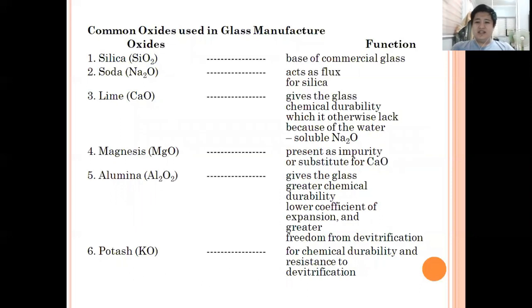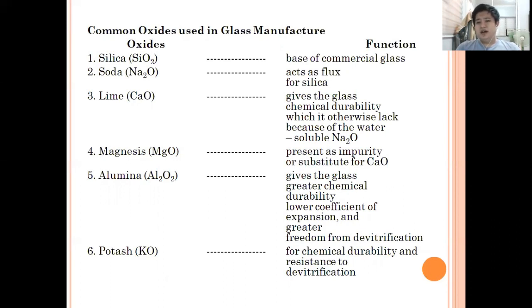There are different oxides that are added to glass in order to add durability or rigidity. There are six in this table. Silica is commonly used for commercial purposes. The glasses present in your houses and business establishments are commonly made up of silica. Silica is the weakest type of oxide used in glasses. That's why glasses in our houses and buildings are very fragile.